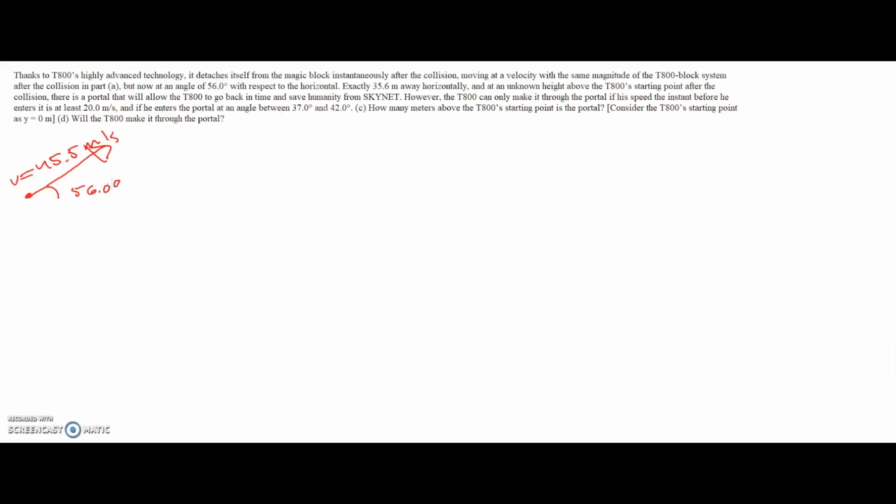And so now we understand that this is the motion of the T800, but in order to solve these parts, we need to find the components. We have to use the vertical and horizontal components. So next to it, I'm going to draw another diagram that shows the components. First, we'll draw what V is. V is going to be red. It's going to be 45.5 meters per second. Now I'm going to use green to represent the horizontal component.